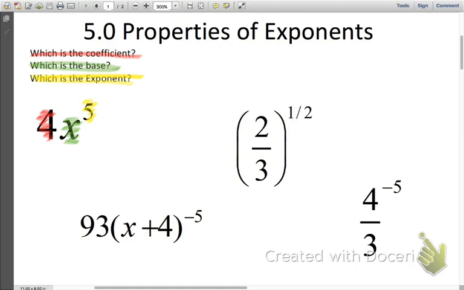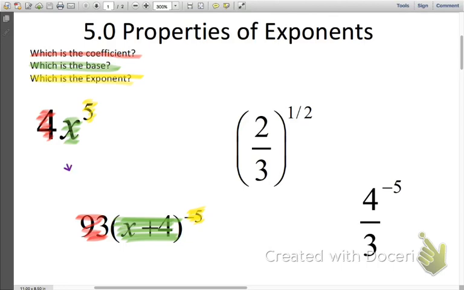Now, I'm just going to slide down to where it's 93 times x plus 4 to the negative 5th power. What does the 93 represent? Does it represent a coefficient, a base, or the exponent? The coefficient. So the 93 is the coefficient. What does the x plus 4 represent? It's the base. The whole thing is the base. And then lastly, the negative 5 would be my exponent.